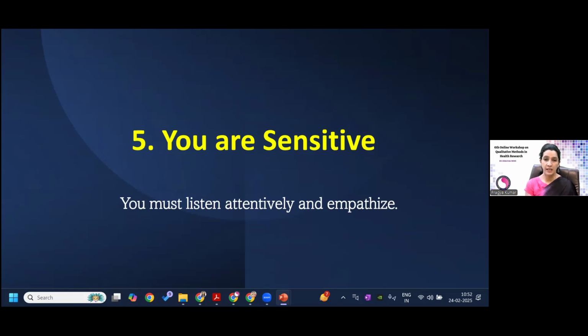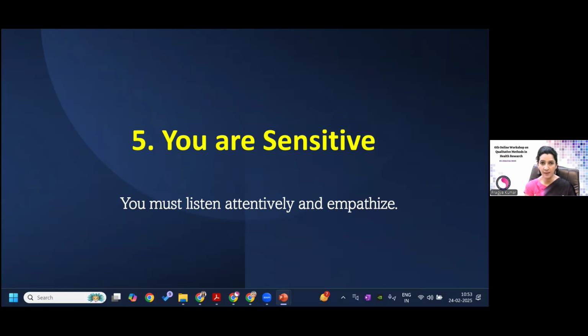How can you show this sensitiveness? You can paraphrase their words. Whenever they are saying something, you listen attentively, and paraphrasing is also a way of member checking. Member checking means you are confirming what they have said.